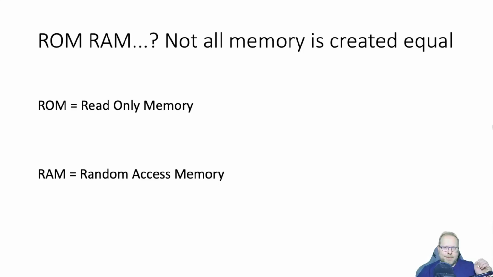Now RAM, on the other hand, random access memory, there we can store and we can read and we can change values, so we can basically do what we want in RAM. But we can't do that for ROM. ROM is an area where we can only read from. We can't store anything or change anything in there.